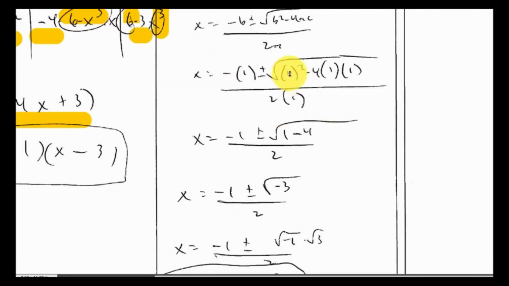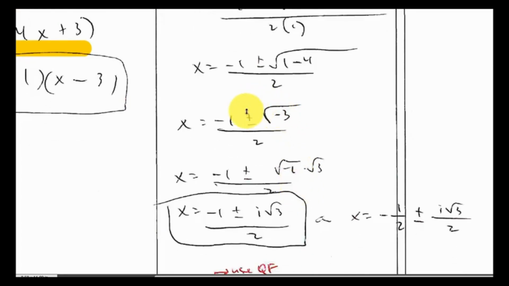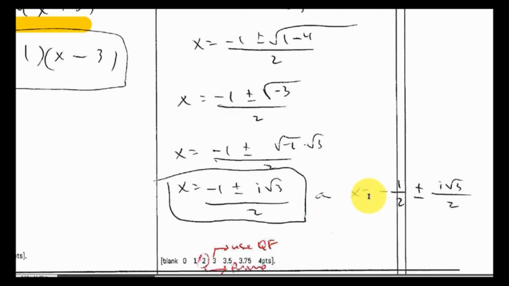And then you simplify this. 1 squared is 1. Negative 4 times 1 is negative 4. Opposite of positive 1 is negative 1. And then 1 minus 4 is negative 3. The factors of the square root of negative 3 is square root of negative 1 times square root of 3. The square root of negative 1 is i. There are no two identical numbers that multiply to equal 3, therefore it stays.